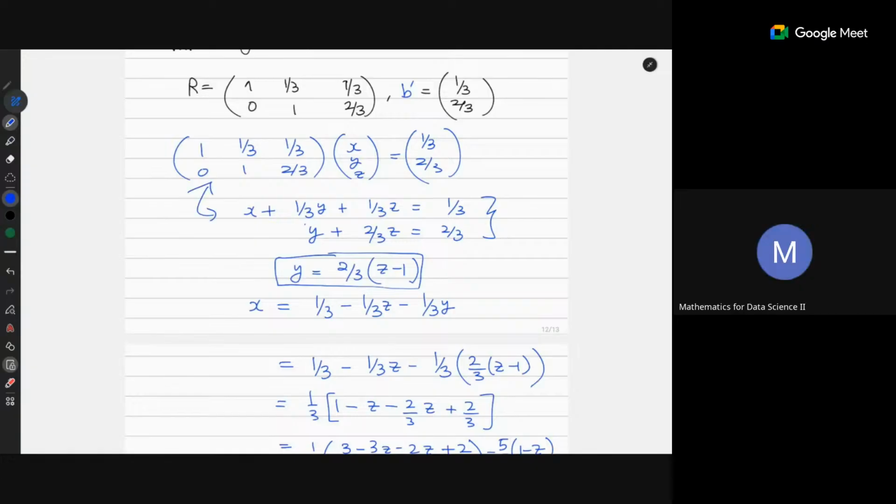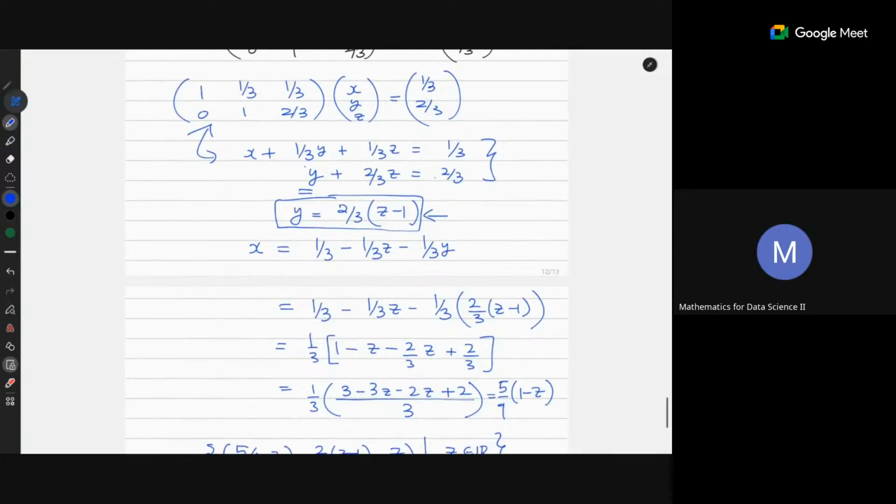Now, once you get this system, the first thing you do is write Y in terms of Z, because dependent variables are written in terms of the independent variable. So you get this Y, and then you use the first equation to write X in terms of Y and Z. Now you already know the value of Y in terms of Z, so you replace that and you get X in terms of Z only.